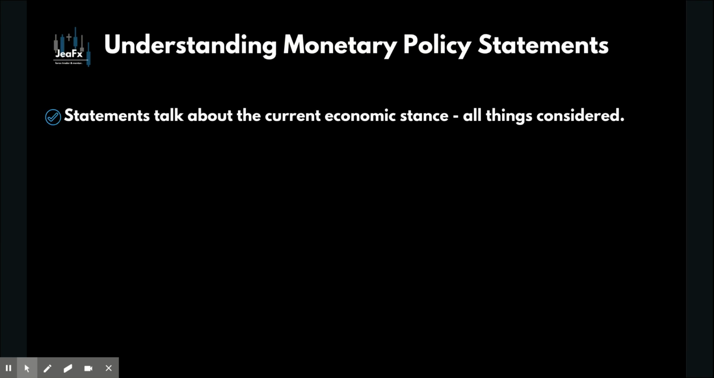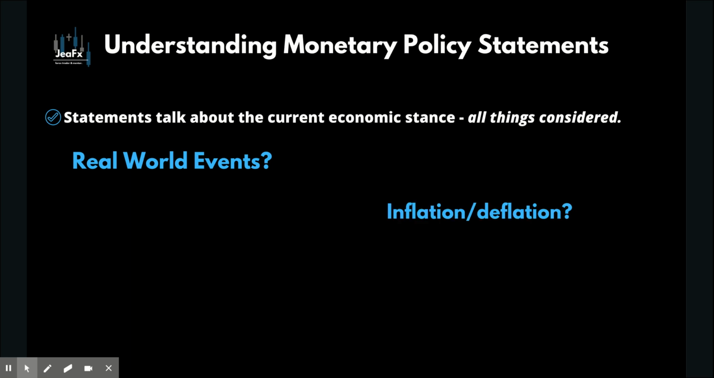How? Because statements talk about the current economic stance. They consider all things, and this includes real world events. Anything going on, like for example Brexit for the UK, coronavirus as well, affecting all global economies. Inflation and deflation, if a country is on top of their inflation and deflation, or if they have overinflation or underinflation happening, this is also going to be reflected and spoken about in the monetary policy statement.